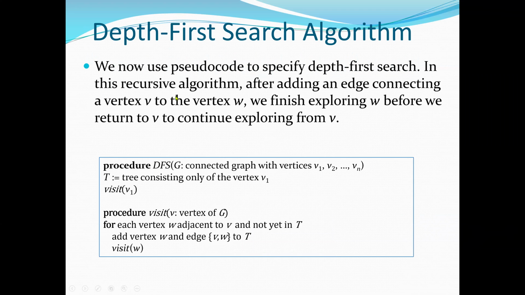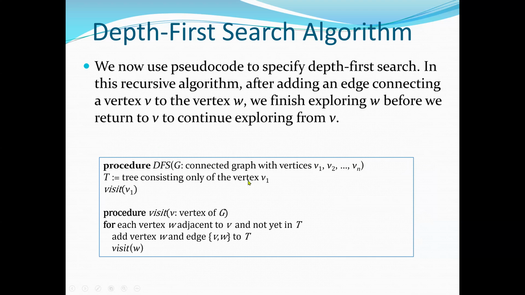So we now see the pseudocode to specify the depth first search. In this recursive algorithm, after adding an edge connecting a vertex V to the vertex W, we finish exploring W before we return to V to continue exploring from V. So this is the pseudocode for the algorithm for depth first search.